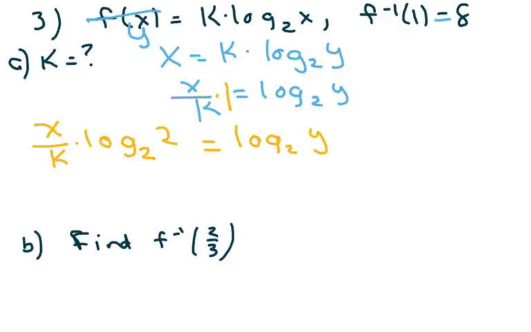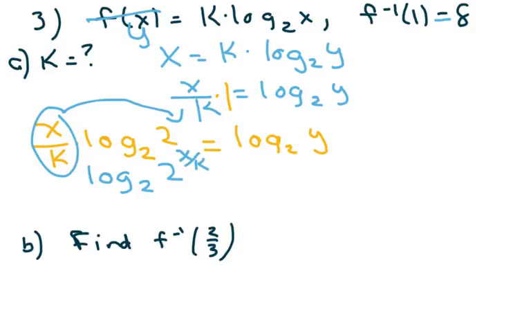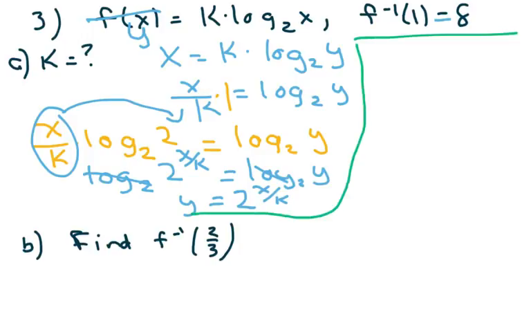I'm going to do my power property here, use it. So I get log base 2 of 2 to the x over k equals log base 2 of y. Alright? Now, I cross this out, so I get y equals 2 to the x over k. Now, I know I didn't leave enough room, so basically let's move over here. See if I can squeeze it in there. Now, so I found the inverse. This is your inverse.